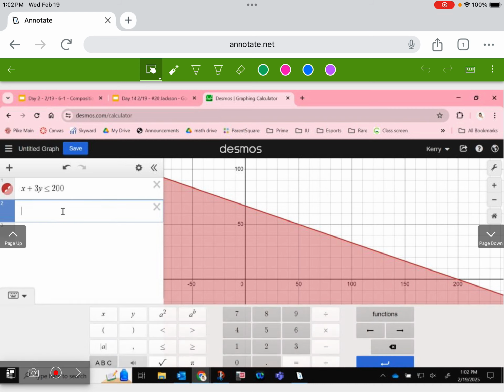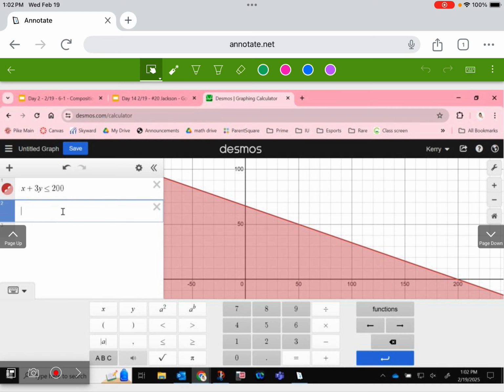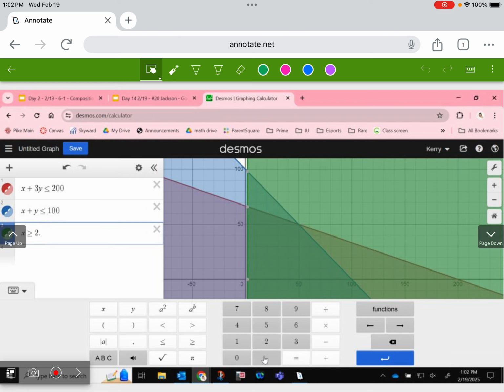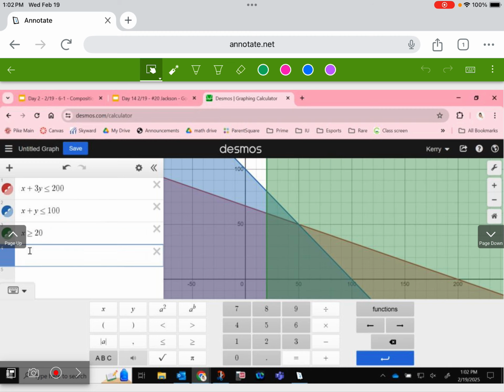So let's see what happens as we add more of our equations. If we have our x plus y less than or equal to 100, that adds another piece in there. And again, we're looking for the place where we have more than one piece being colored. Then we had our x needed to be greater than 20. There we go. 20. And that my y needed to be greater than or equal to 10.